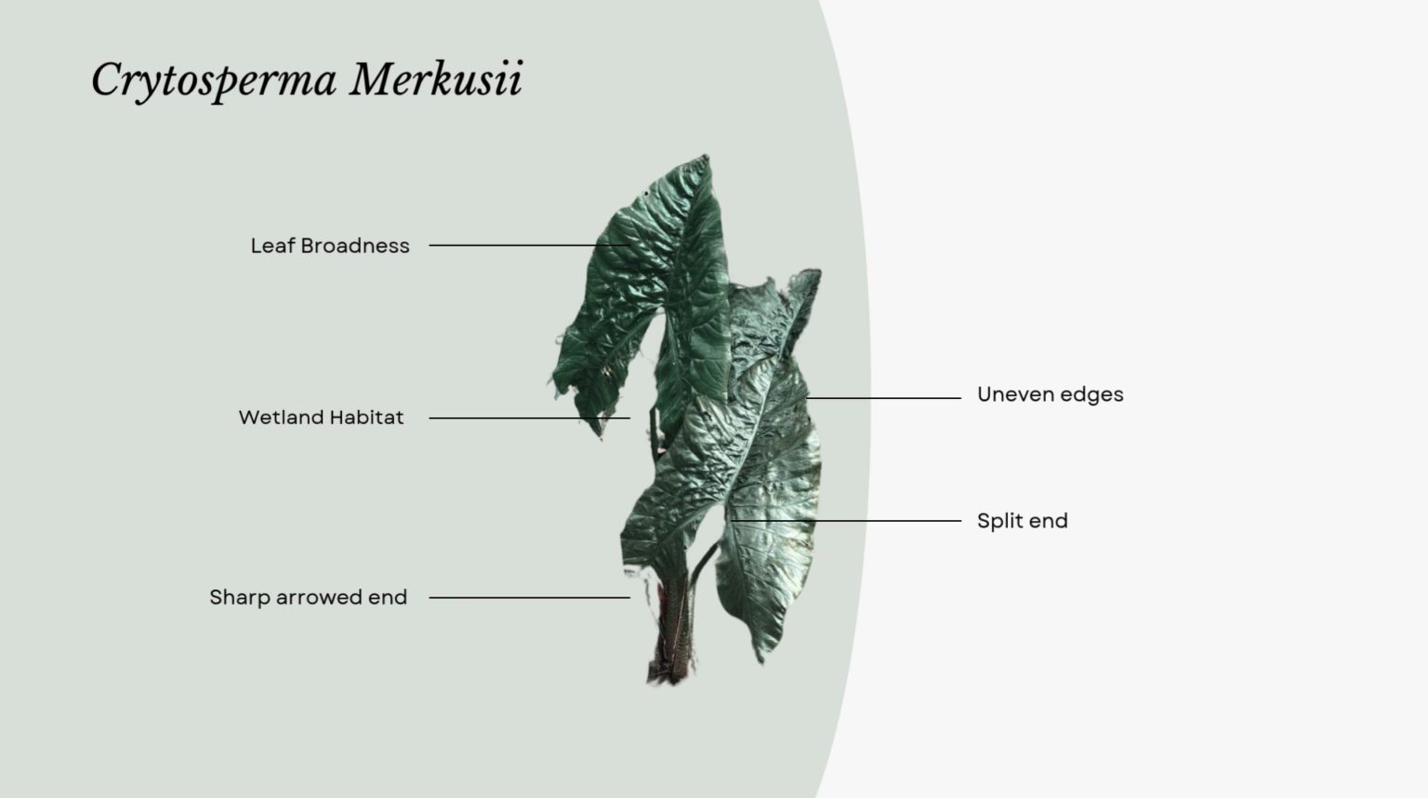It is a leaf that lives in wetland, in humid habitats, formed in clusters. Other features include its sharp arrowed ends and its distinctive split end.